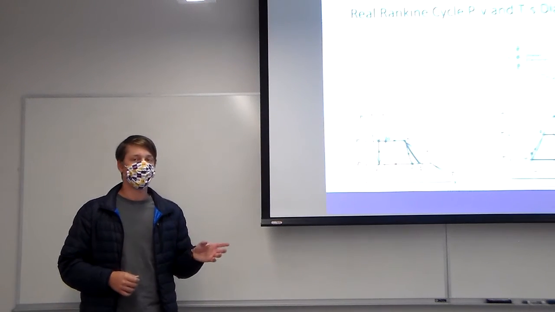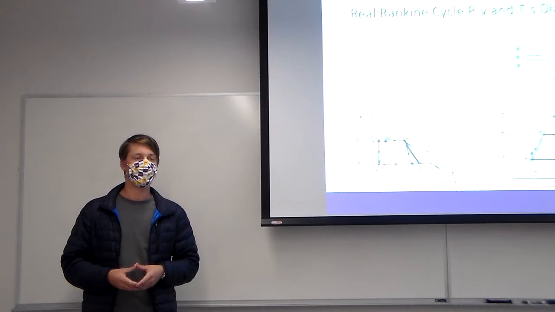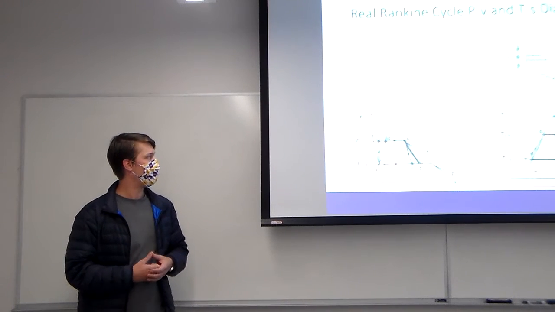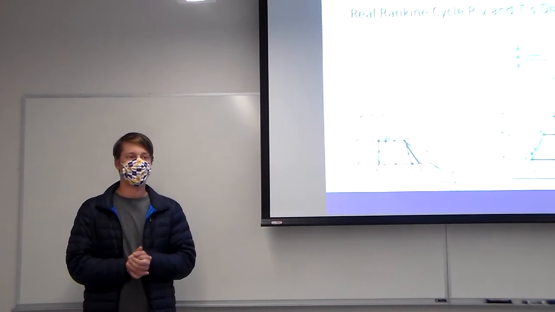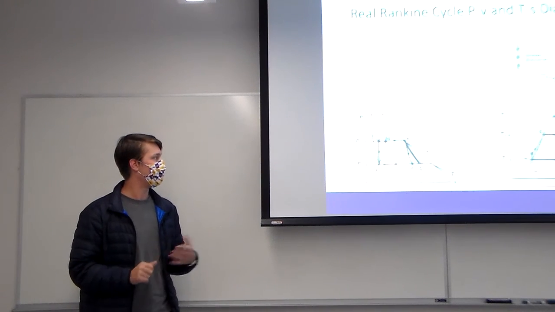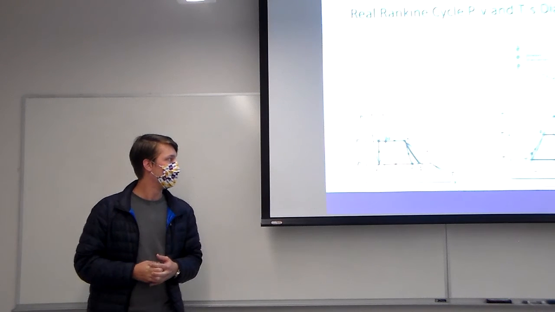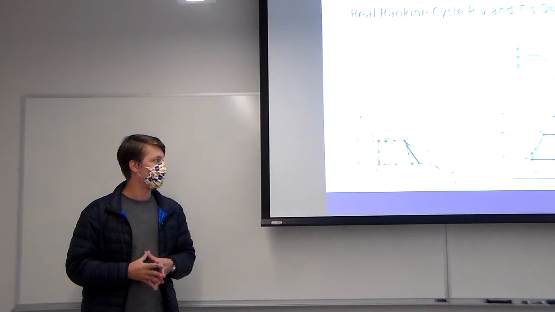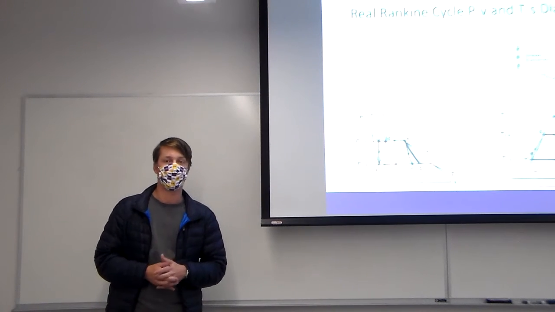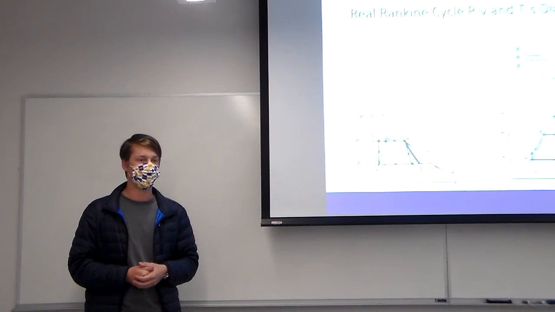This slide highlights the difference between the ideal Rankine cycle and the real Rankine cycle. As you can see, both 2 to 3 and 1 to 4 are still essentially isobaric. However, 3 to 4 is not an adiabatic process here, and so that's a source of some uncertainty compared to the ideal cycle.